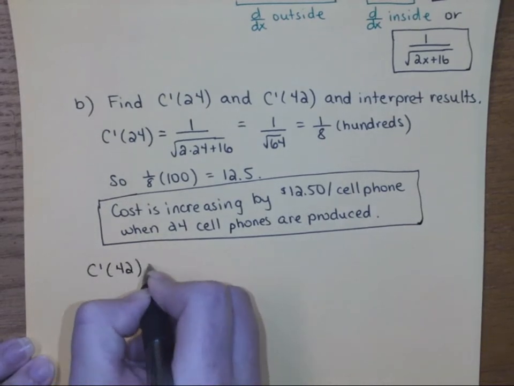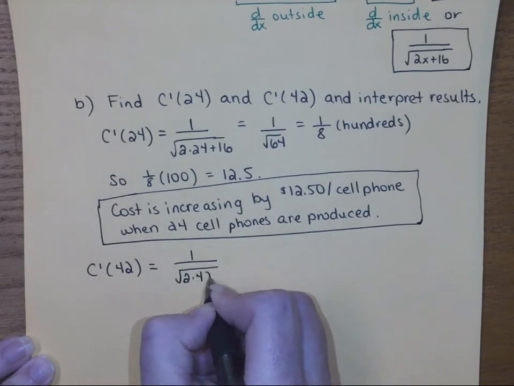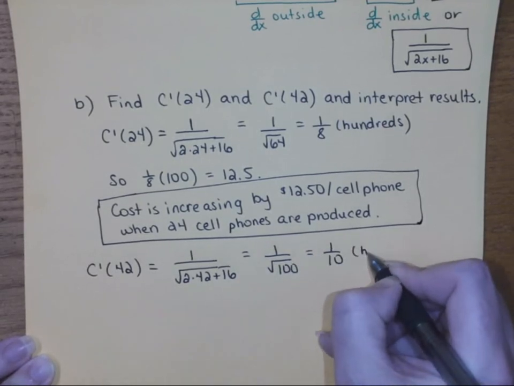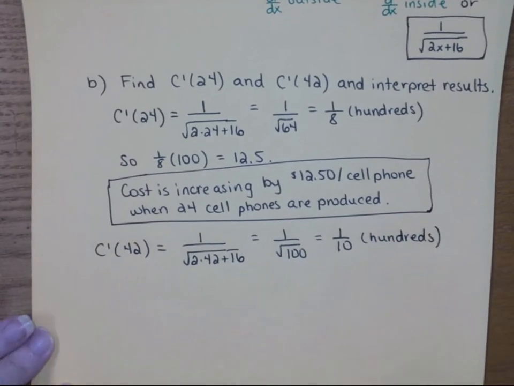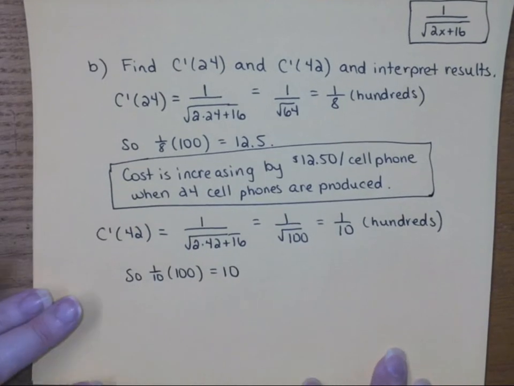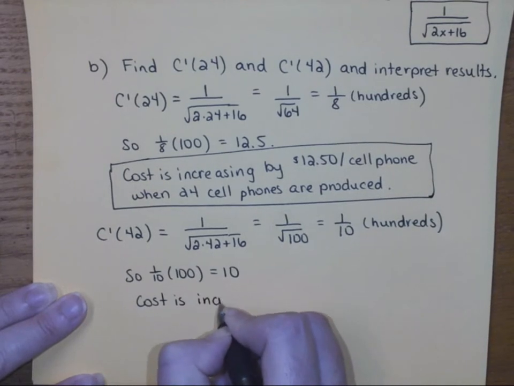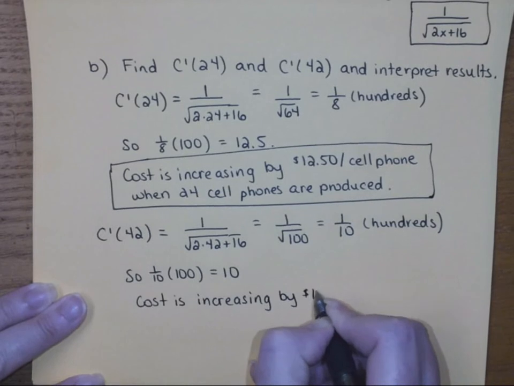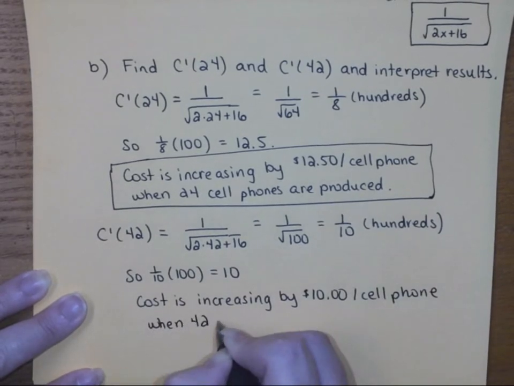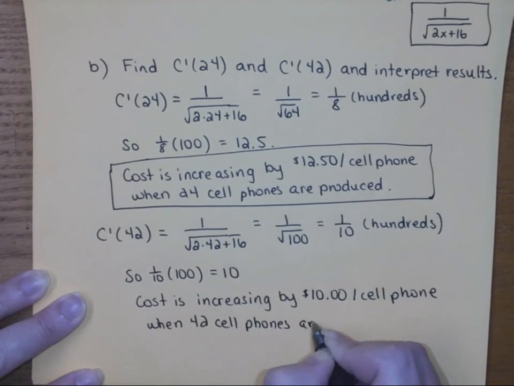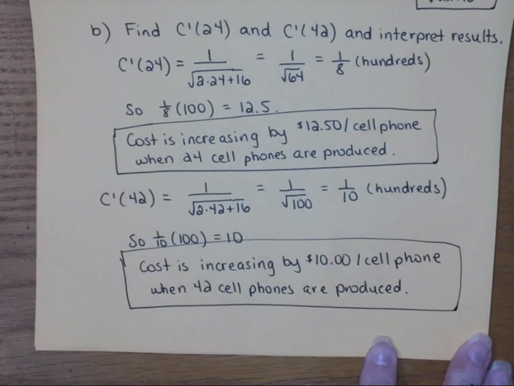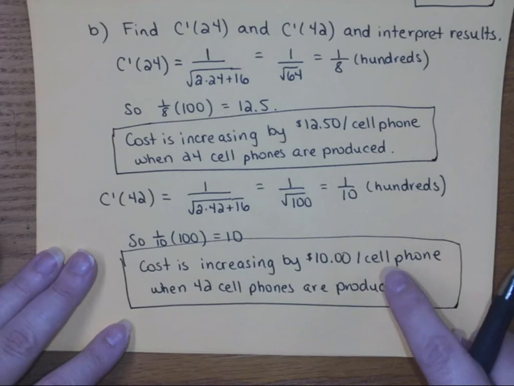Okay, so let's do the other one. C prime of 42 would be the same equation, but plug in 42. And this one actually comes out nice too. It's 1 over the square root of 100, which is 1/10. But again, that's in hundreds. So if you need to, 1/10 times 100 is just 10. So what does this mean here? That means the cost is increasing by only $10 a cell phone at this level of production, when 42 cell phones are produced. So remember when we talked about marginal cost? The marginal cost is less at the higher level of production than it is at the lower level of production, at least for the numbers we chose. So the total cost is still increasing in both cases, but it's increasing by less here than it is here.